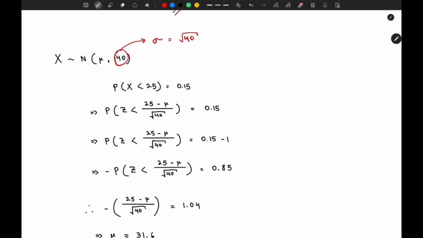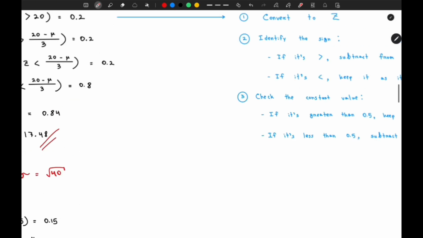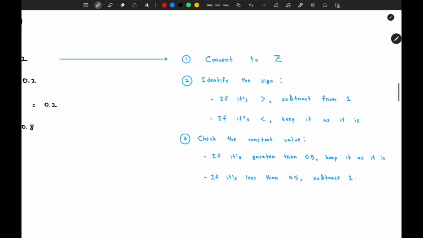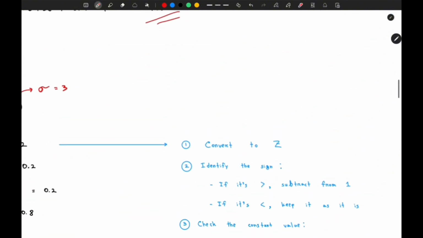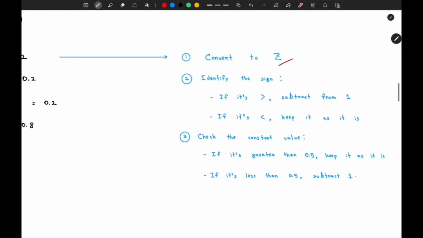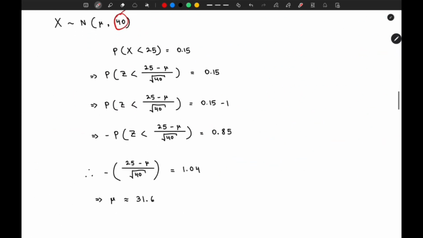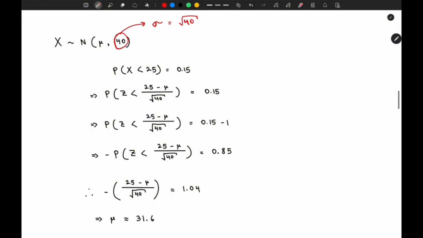Now the steps I have written in this part, you all can just pause and screenshot this, because these are very important steps in order to find out the value for mu or standard deviation. The first step, convert the values of x to z. So we have done it in this part using this formula. It says z equals x minus mean over the standard deviation.